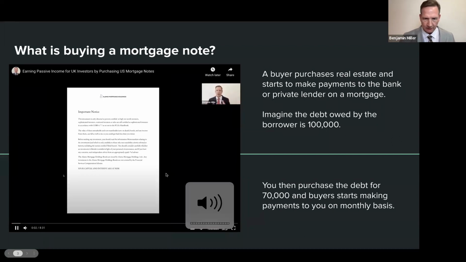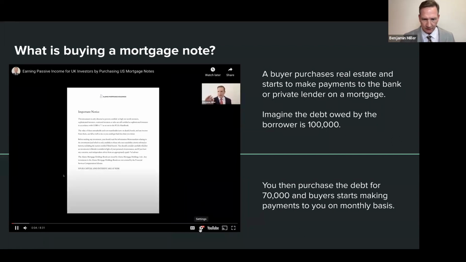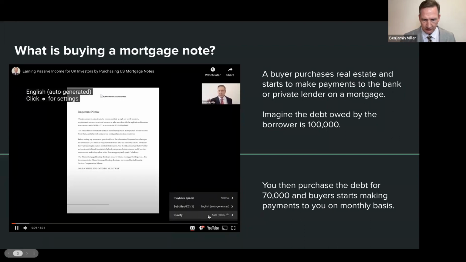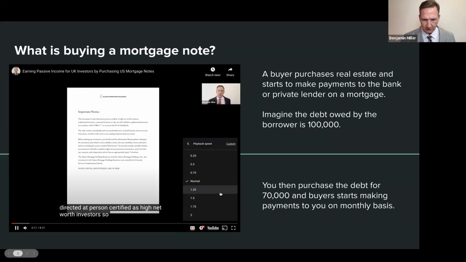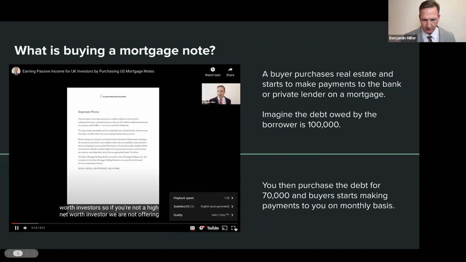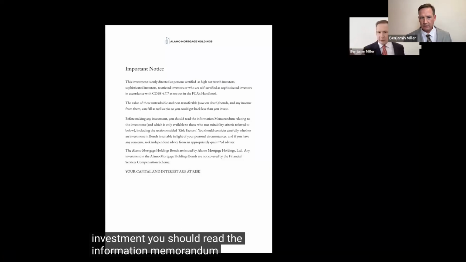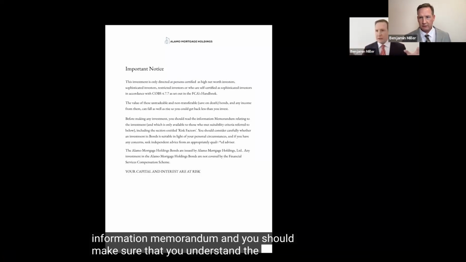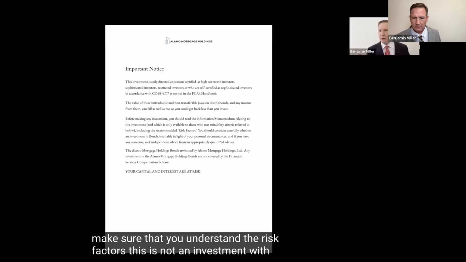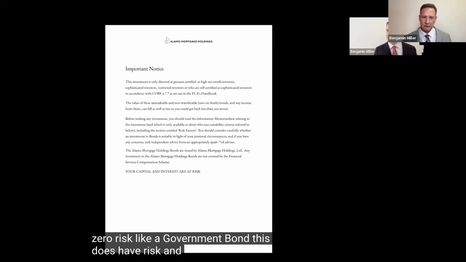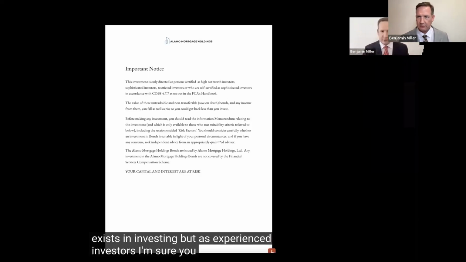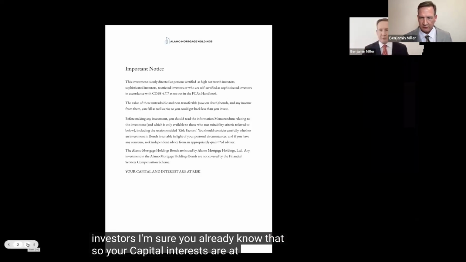First, I want to go through an important notice. I want to make this absolutely crystal clear. This investment is only directed at persons certified as high net worth investors. So if you're not a high net worth investor, we are not offering this to you. We're not trying to sell this to you. Before making any investment, you should read the information memorandum, and you should make sure that you understand the risk factors. This is not an investment with zero risk like a government bond. This does have risk, and there's always a risk that exists in investing. But as experienced investors, I'm sure you already know that. So your capital interests are at risk.